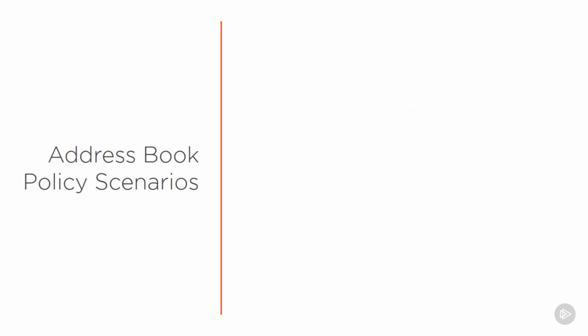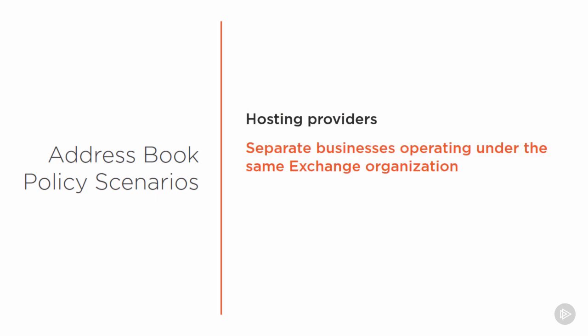The types of scenarios where address book policies are useful are hosting providers. So these are hosting companies who have multiple customers hosted within the same Exchange organization, and they can use address book policies to separate them into virtual organizations. It's also useful when there are separate businesses operating under the same organization that perhaps need some type of separation from each other.